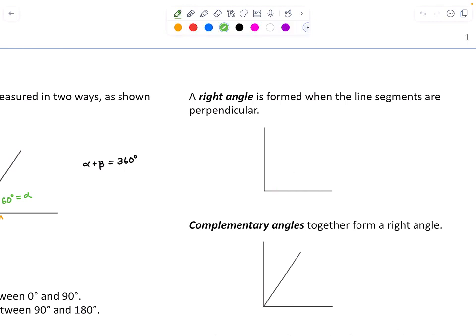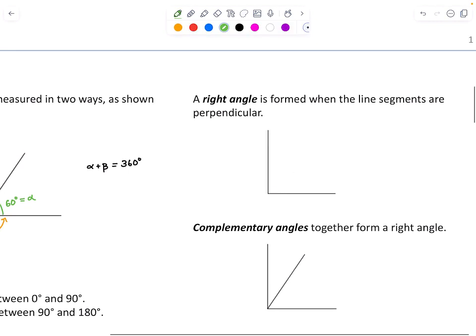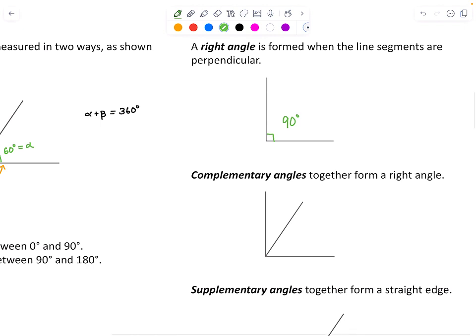When you have a right angle, it is often the case that we put a square in this corner to indicate that we have a 90-degree measurement. Complementary angles together form a right angle. So I put two angles sharing a common line segment. There's one angle, there's the other angle, and they share this line segment. If this measurement is 60 degrees, then the complementary angle would have to have a measurement of 30 degrees, so that together they form the 90-degree right angle.